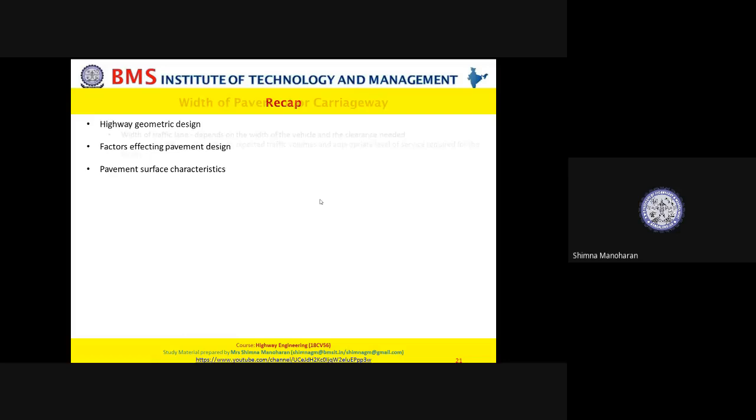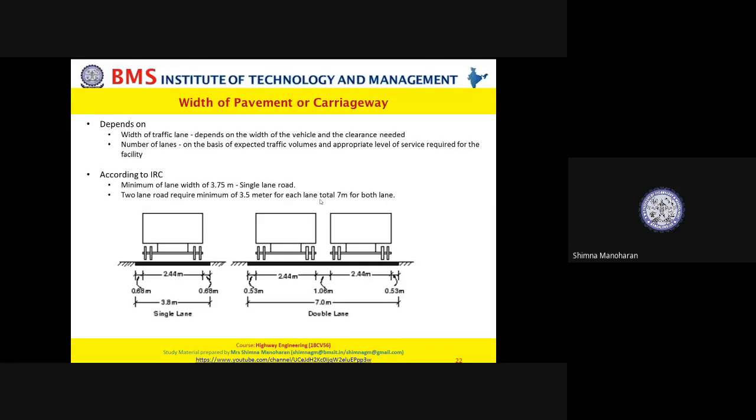So in today's lecture, we will be seeing the other cross-sectional characters of a pavement, such as the width of the pavement or carriageway, then the camber, the curbs, the traffic separators or the medians, then the right of way. So first we will see what this width of pavement or carriageway is. What do you understand by width of pavement or width of carriageway? This width of pavement or the carriageway depends on the width of the traffic lane.